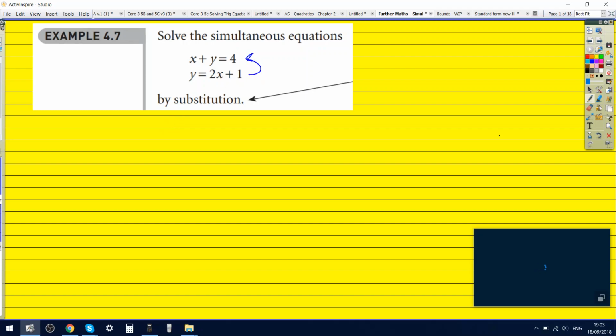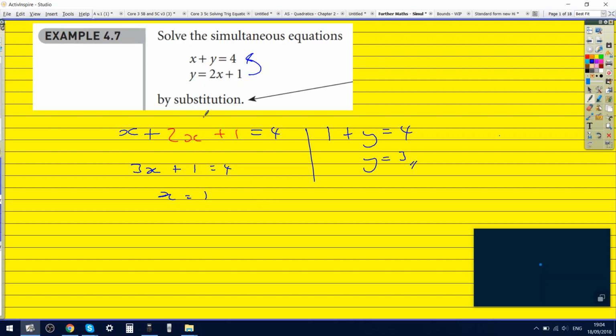So x plus 2x plus 1 equals 4. 3x plus 1 is 4. x is 1 here. So we need to find the y value now. So x plus y is 4. 1 plus y is 4. So y is 3. That's it. y equals 3.